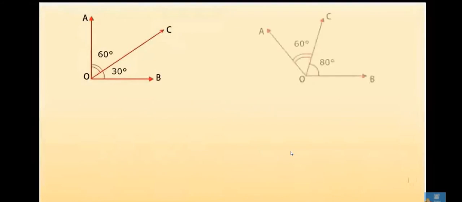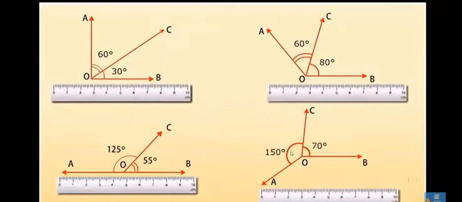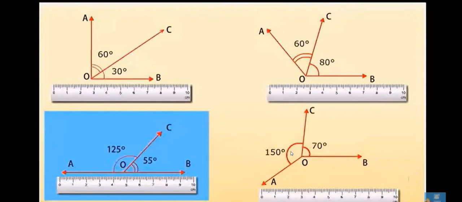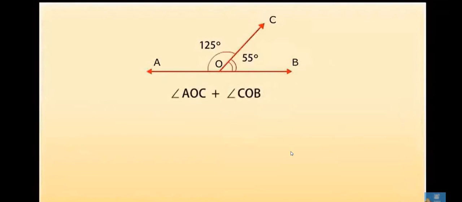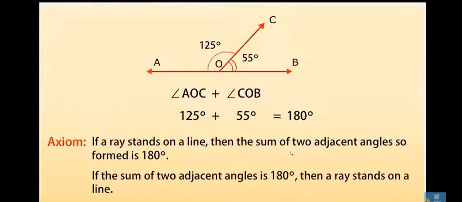Draw adjacent angles of different measures. Keep the ruler along one of the non-common arms in each case. You will find that only in this figure, both the non-common arms lie along the ruler, that is, points A, O, and B lie on the same line and ray OC stands on it. Also, we can see that angle AOC plus angle COB is equal to 125 degree plus 55 degree, which is equal to 180 degree. From this we may conclude that this statement is true.